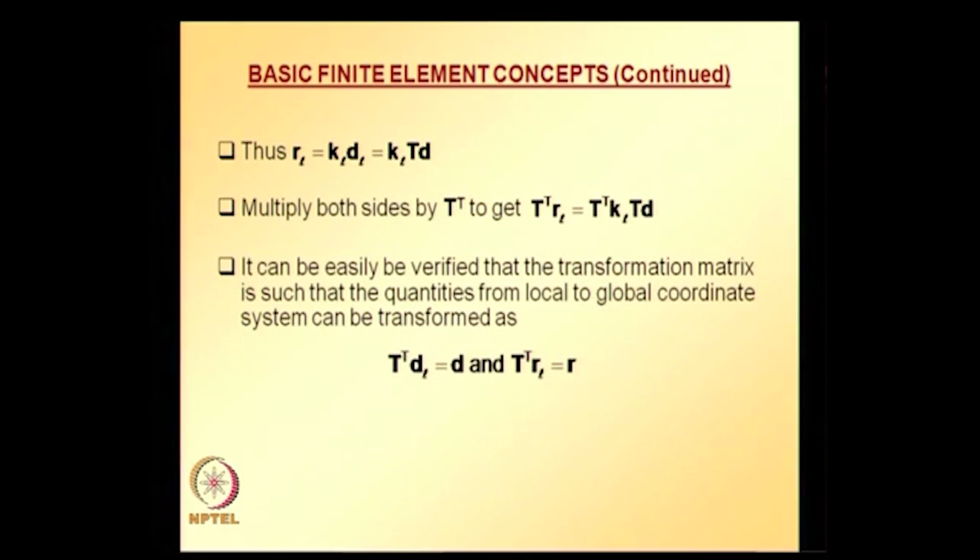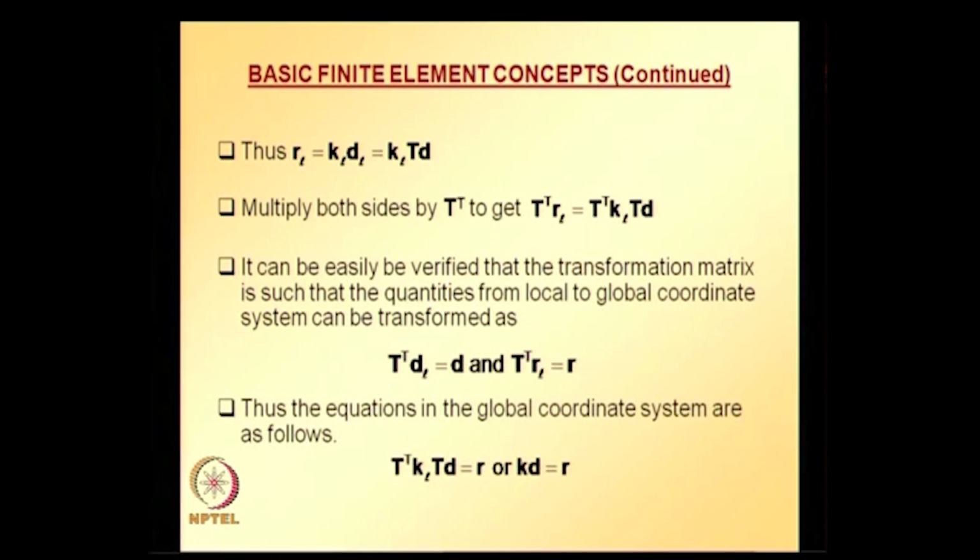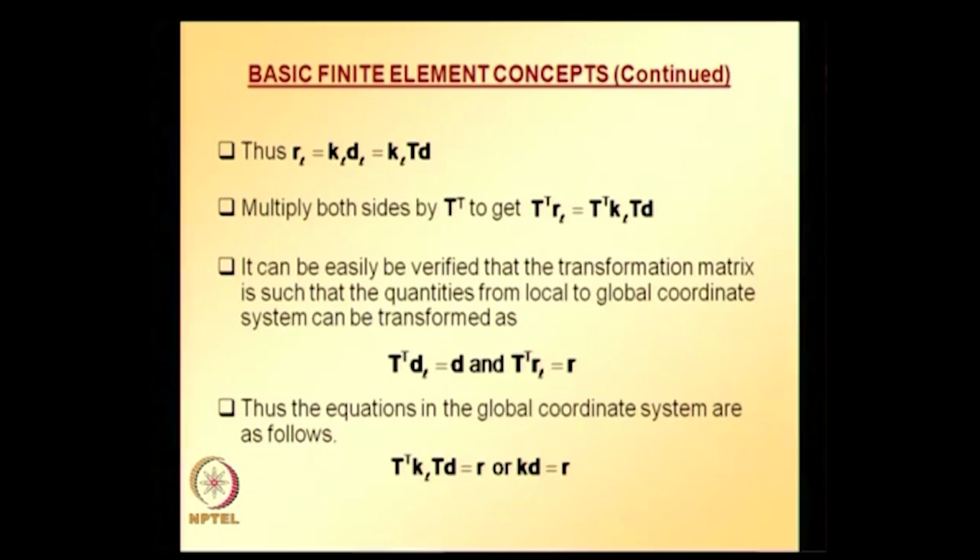So it can be easily verified that the transformation matrix is such that the quantities from local to global coordinate system can be transformed as T transpose DL equals D and T transpose RL equals R. So in the previous equation where we have T transpose RL, we can replace that with R, and we can define K as T transpose KL times T. So we get K D equal to R. So what is K here? K is T transpose KL T.